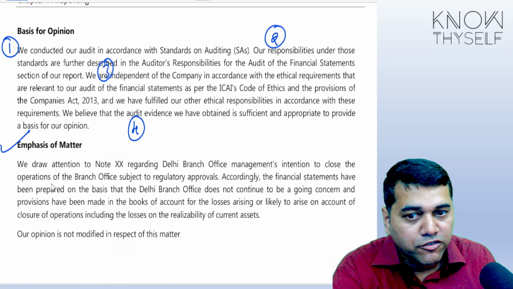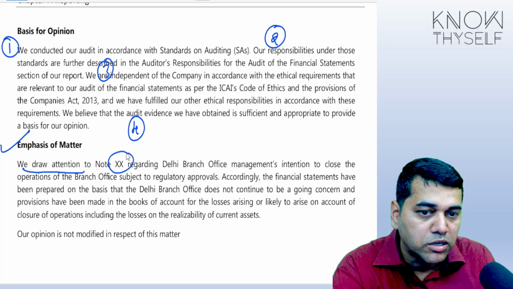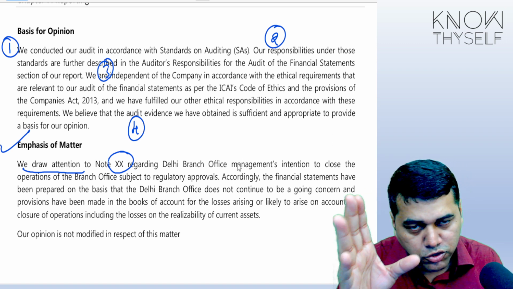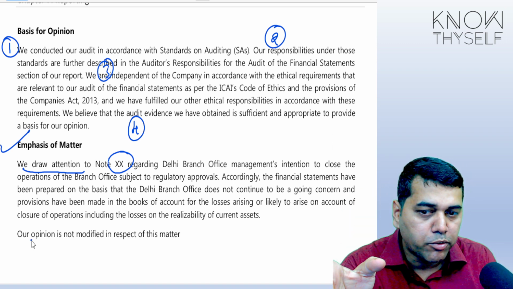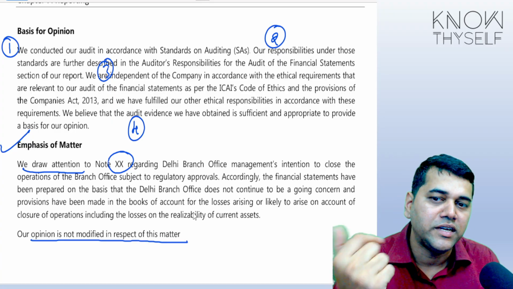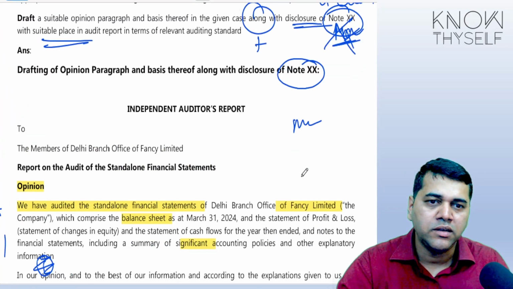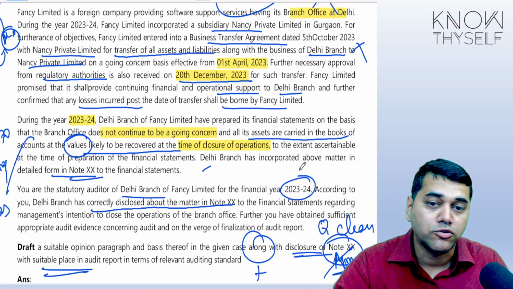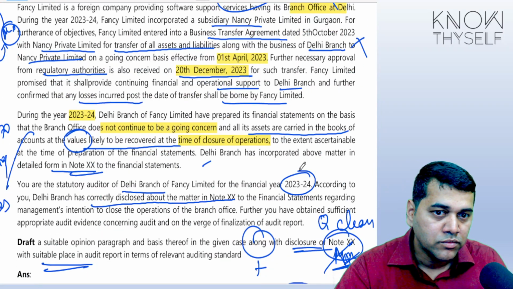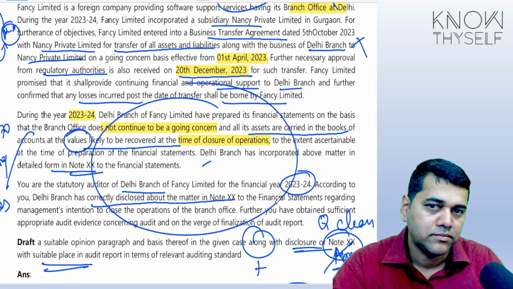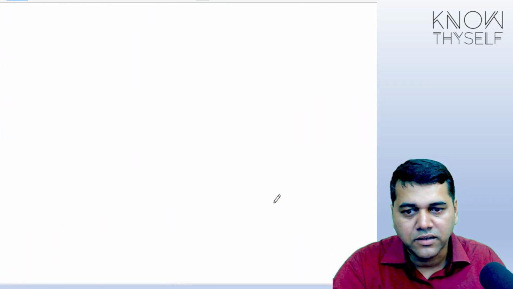Now we have to draft one para. We draw your attention to note number 20, that this is the thing. You write a story, whatever story they have given, you write that. But very important, our opinion is not modified. Clean. See, 2 marks or 1 mark, I don't know how the mark allocation will happen. But you see, this is one examination question. This is how they want to trick you. See the level of concepts they are trying to test. Yes, I hope it's clear.